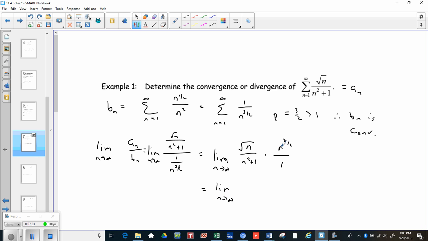Which is the limit as n approaches infinity. Multiplying the top together, it's n to the 3/2 times n to the 1/2. Adding the exponents with common bases gives you n squared. So I get n squared over n squared plus 1. And this thing, because the powers are now the same, has a limit of 1. This is a finite value. Therefore, a sub n is also convergent.